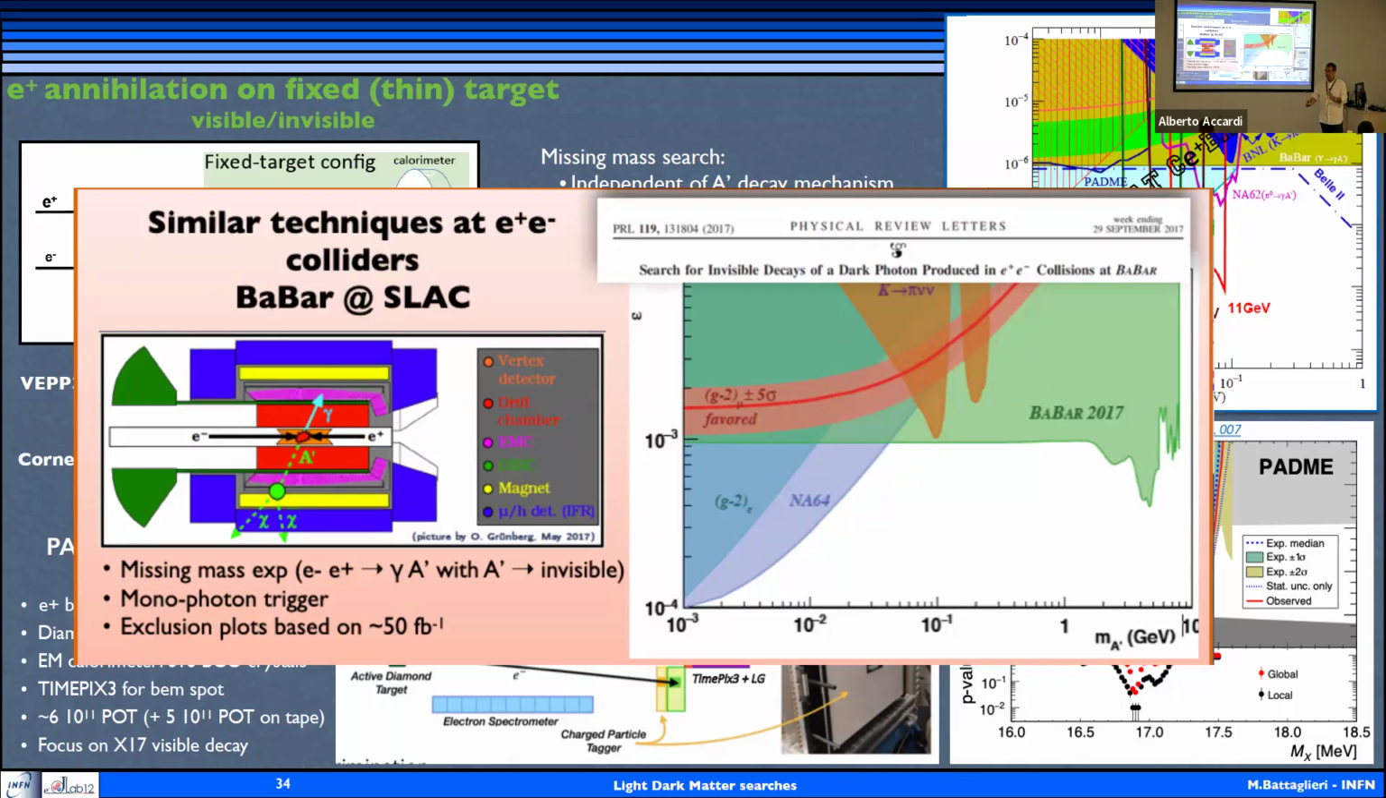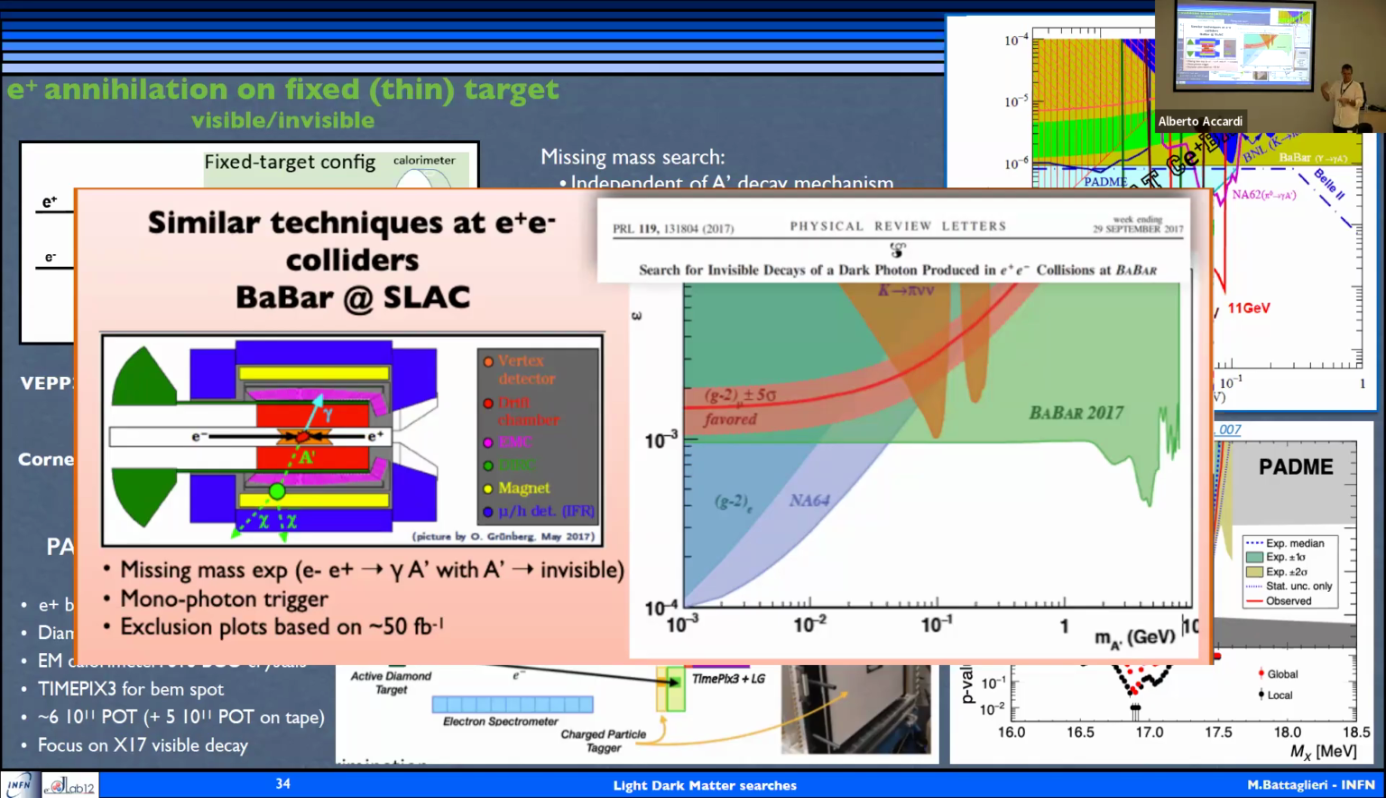And so they cut at the very beginning any possibility of measuring just the gamma. They took only a couple of runs with this, let's say, open unbiased trigger with a single gamma that provided this nice exclusion limit some years ago, because this was published in 2017.